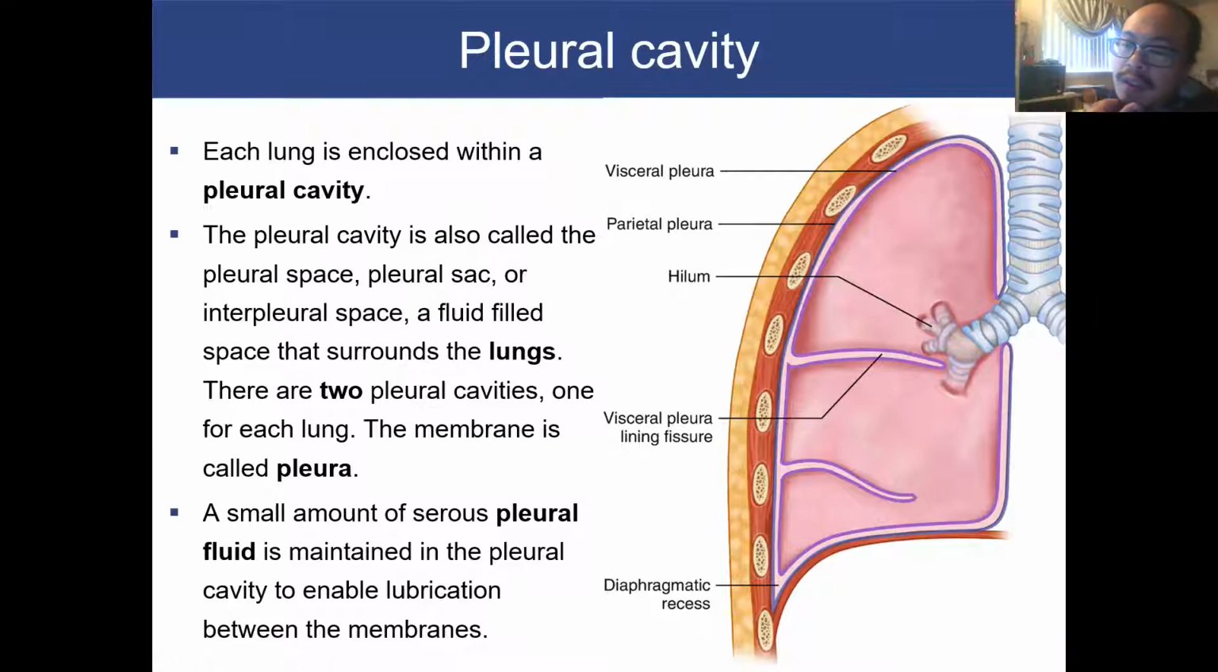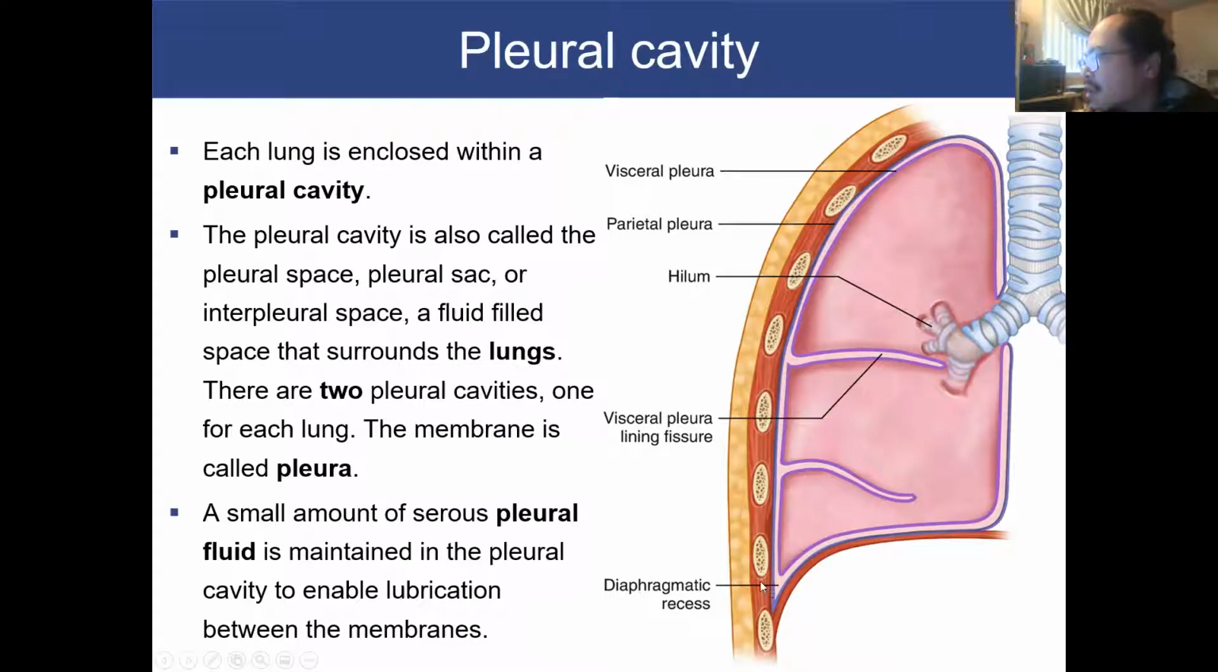The quiz question would be: what is the membrane of the pleural cavity? The membrane of the pleural cavity includes the visceral pleura and the parietal pleura. Which one is attached to the lung? That's the visceral pleura. Which one forms the fissure of the lung? This is the fissure, the lining fissure of the lung that separates the lobes of the lung. That is the visceral pleura.